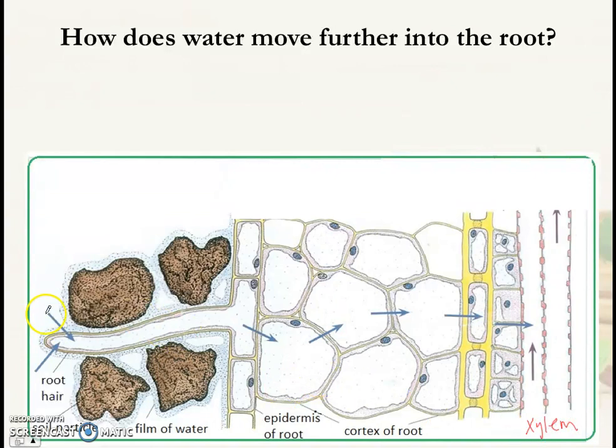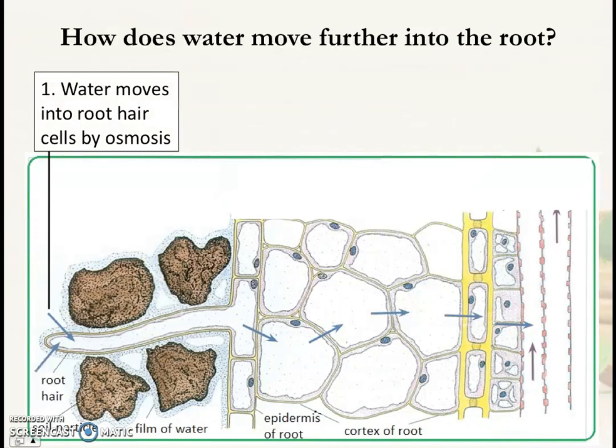Now, we've already talked about how water moves from the soil solution into the root hair cell. Now, we're going to talk about how water moves from the root hair cell through the cortex, eventually to the xylem. Now you'll need to know how to describe this well. So let's learn. The first part we've already talked about. Water enters the root hair cell by osmosis, moving from the soil solution, which has a higher water potential, into the root hair cell, which has a lower water potential.